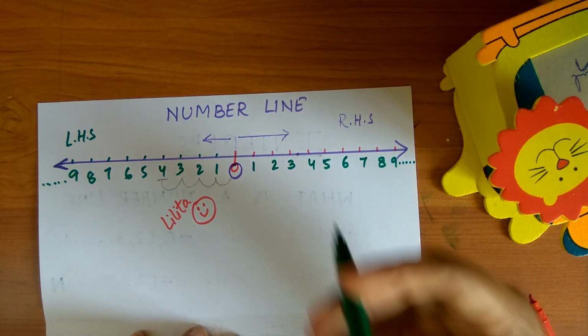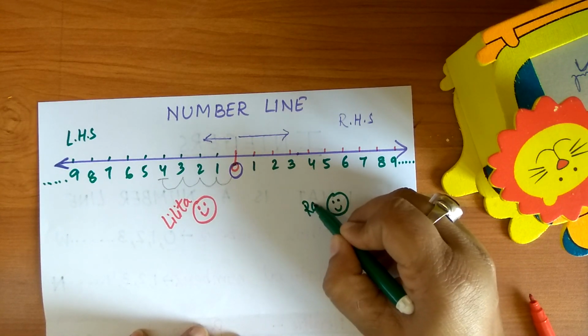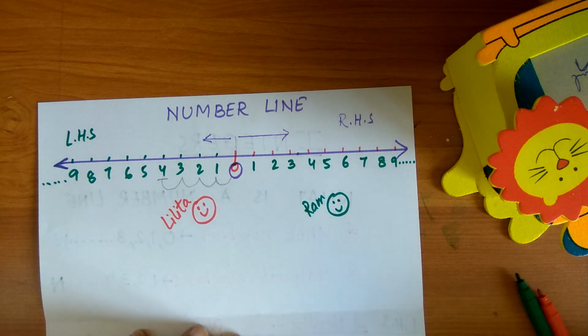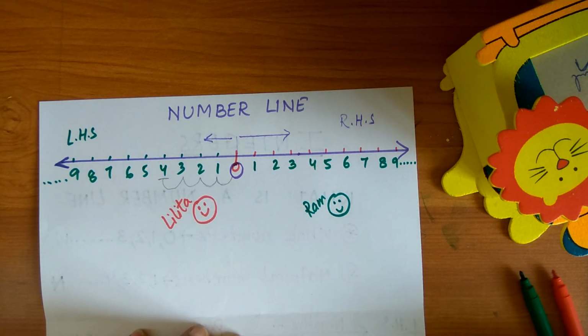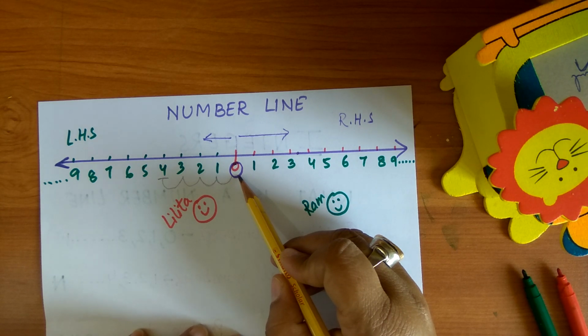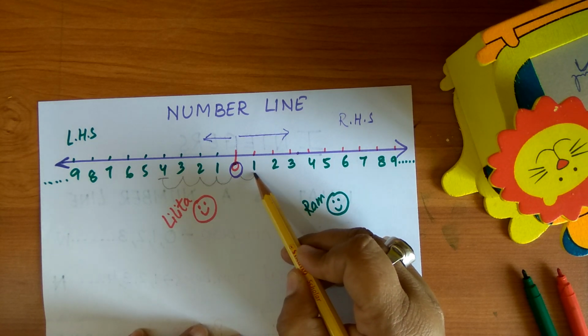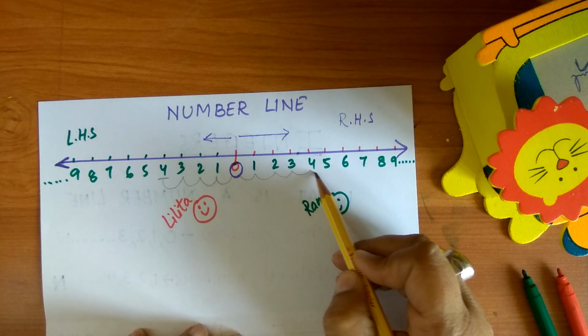Similarly, let us assume there is one more person called Ram who starts his journey from 0 and walks towards the right of 0 5 steps. So from 0, 1, 2, 3, 4 and 5.